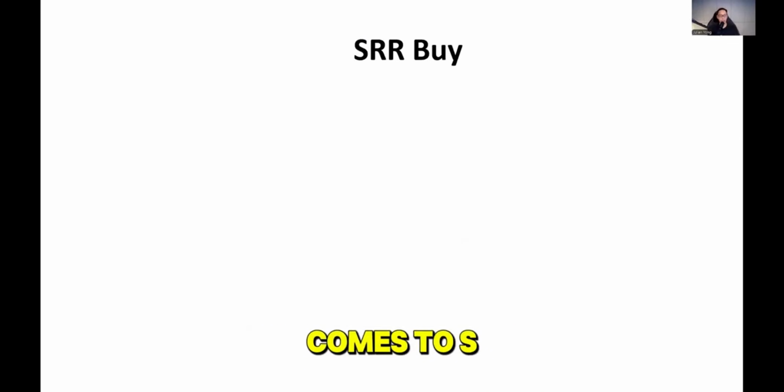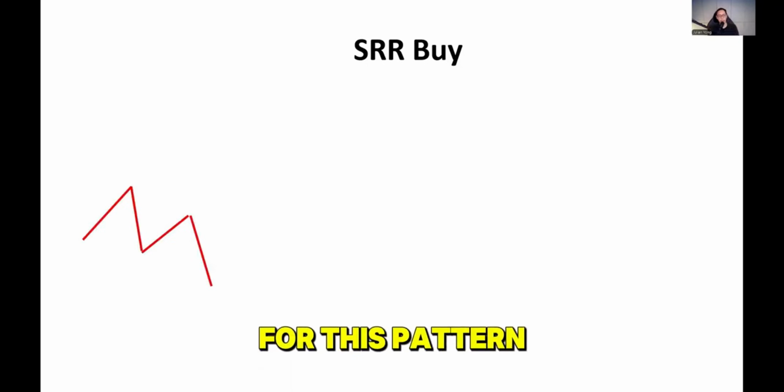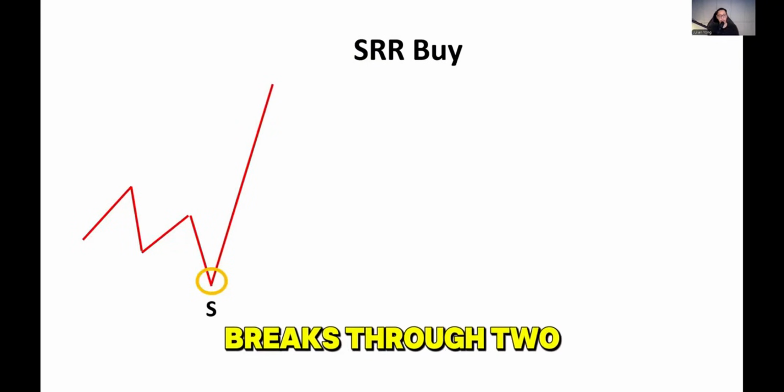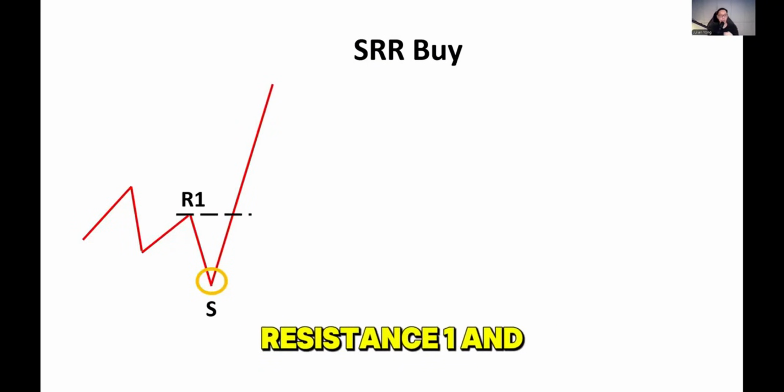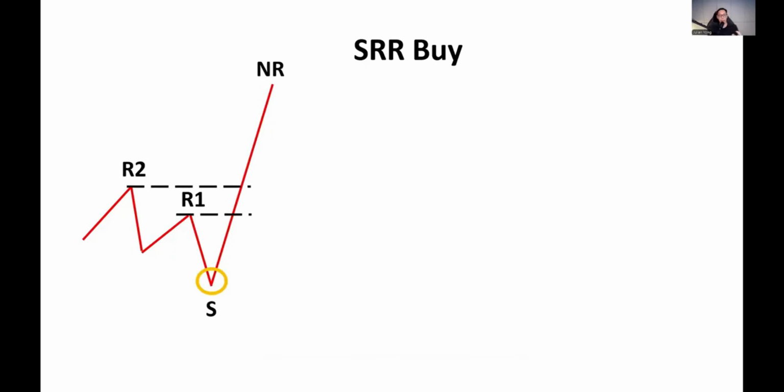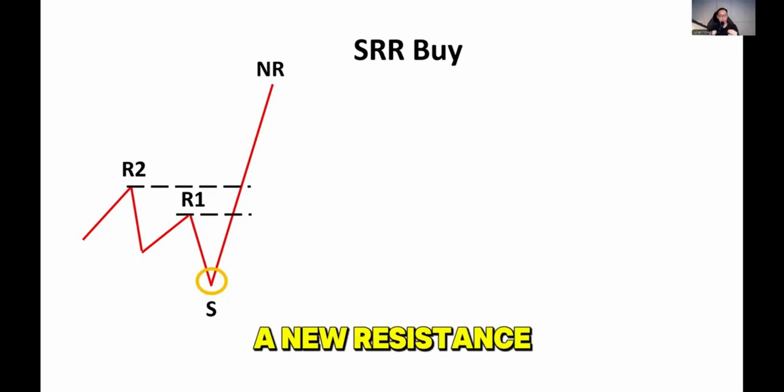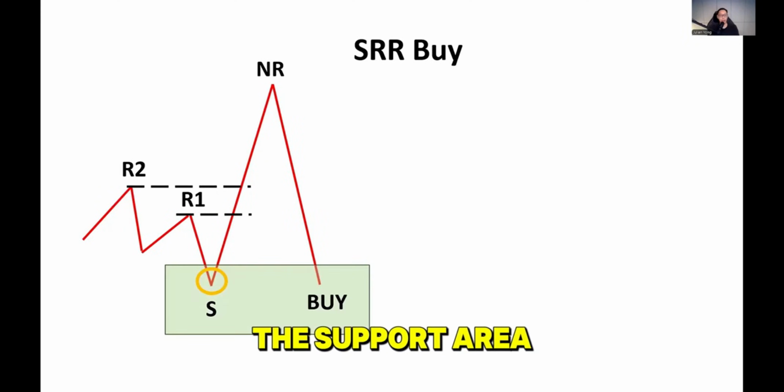Basically, when it comes to SRR buy, we are actually looking out for this pattern. A support that breaks through two resistances, resistance 1 and resistance 2. Looking out for a new resistance to be formed, and when price comes back into the support area, this is what we're going to be doing. We are going to enter buy at this area.